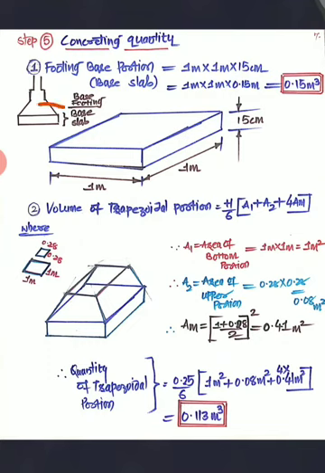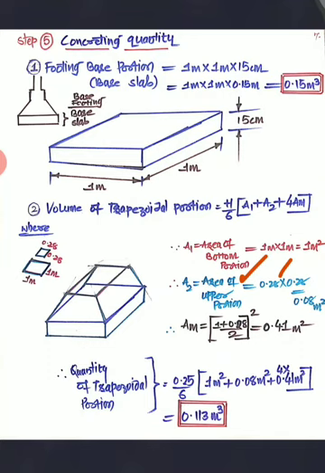Now for the trapezoidal or tapered portion, you can use the trapezoidal formula here: h by 6 into (a1 plus a2 plus 4 times am). Here a1 is the area of the bottom portion, that is 1 meter by 1 meter. Then the area of the upper portion is 0.28 into 0.28, that is 0.08 meter square.